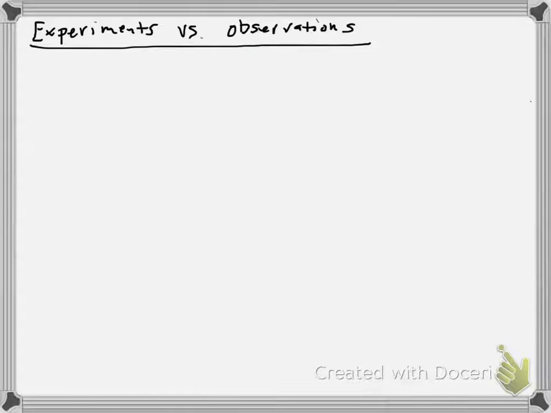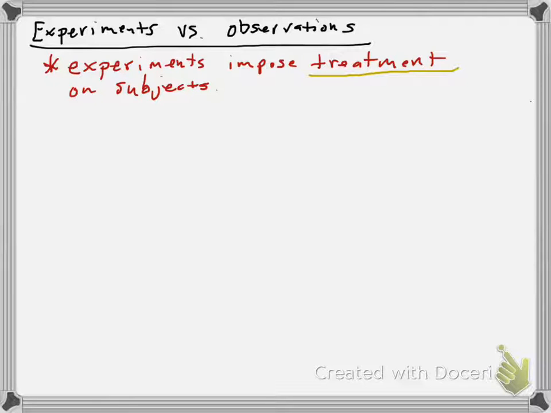Okay. All right, experiments versus observations. We've talked about experiments versus observations. What's the big difference between experiments and observations? Well, experiments impose treatment on subjects. Now, treatment, it's not really one of these words I want to define because it's got an ugly definition to it. But we've seen treatments before. We're comparing 2 different factors between 2 groups.